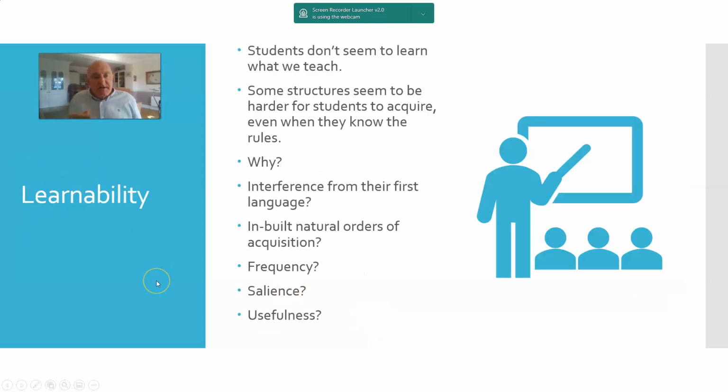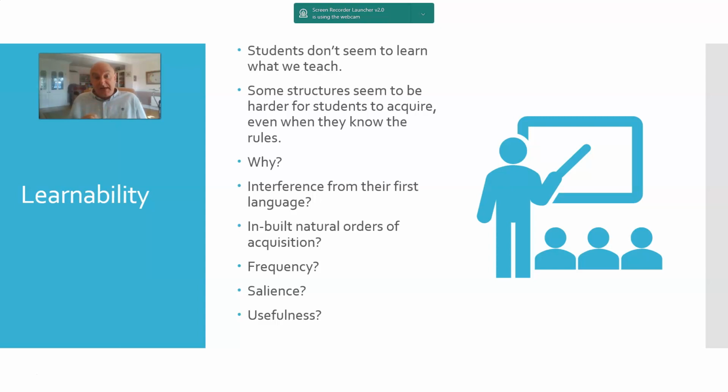I mentioned in an earlier slide learnability. You will have had this experience. Students don't seem to learn what we teach. So, you might be in your staff room and say, I've worked on this tense for 4 weeks and they still don't get it. I've done these object pronouns, they still don't seem to get it. Now, it might be that the students simply aren't ready. Even if they understand the rule in theory, they don't seem able to apply the rule.